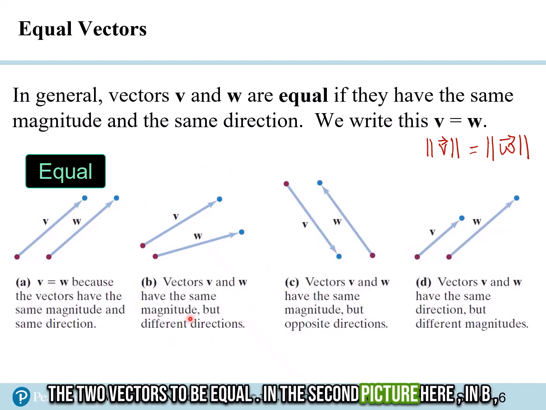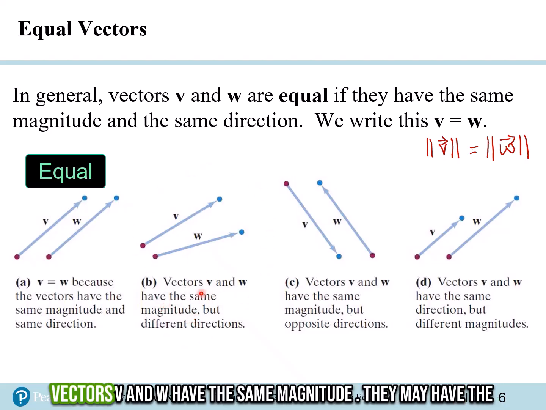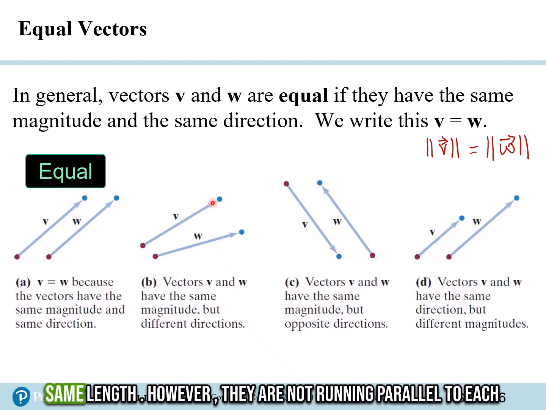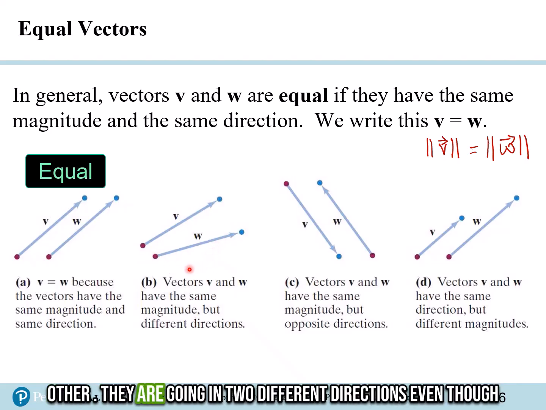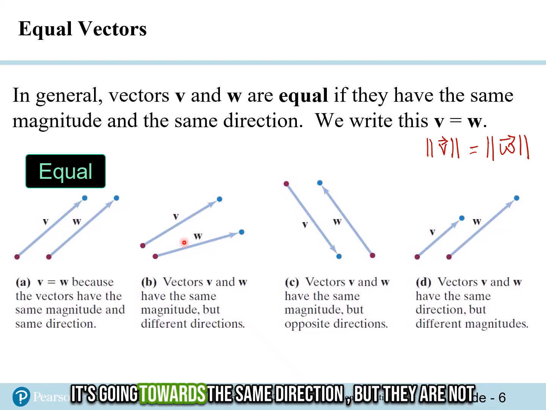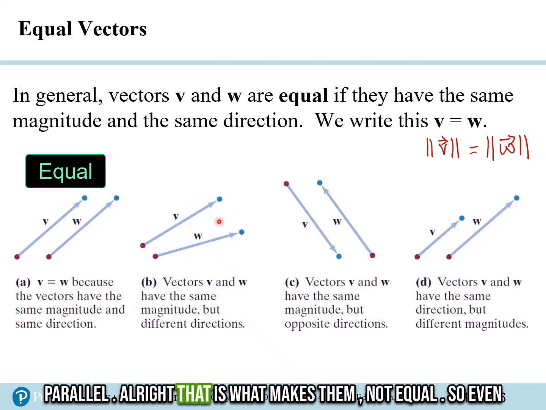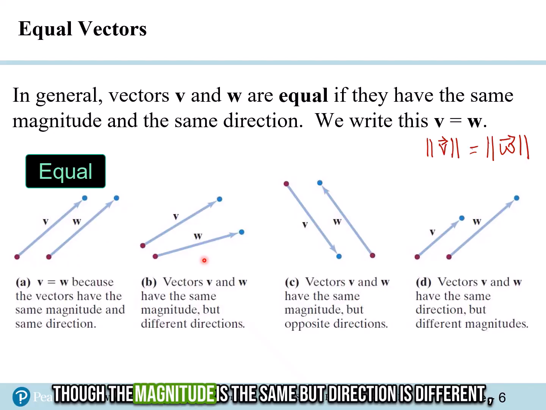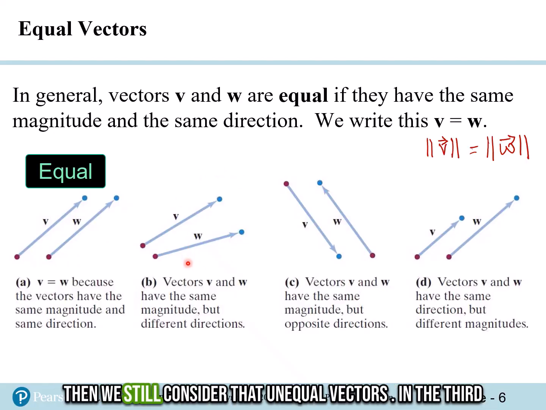In the second picture here, in B, vectors v and w have the same magnitude. They may have the same length, however, they are not running parallel to each other. They are going in two different directions, even though it's going towards the same direction, but they are not parallel. That is what makes them not equal. So even though the magnitude is the same, but direction is different, then we still consider that unequal vectors.